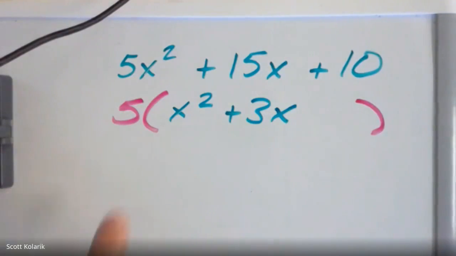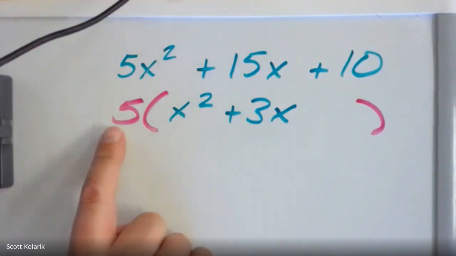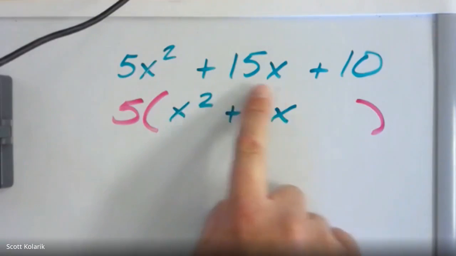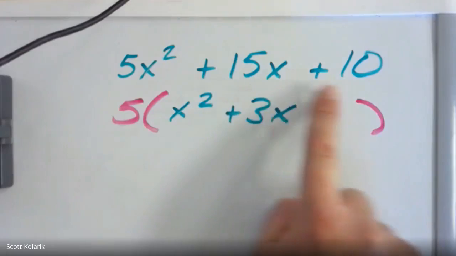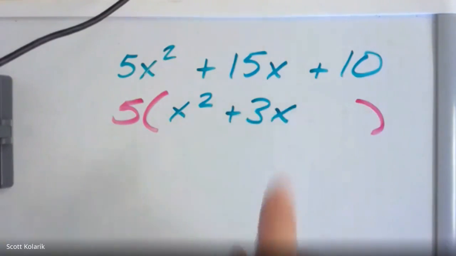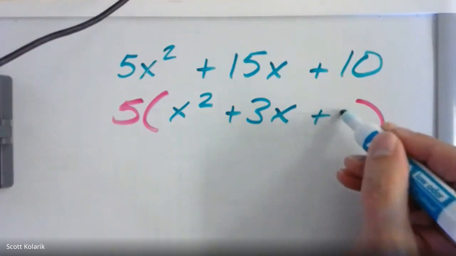Now my next monomial, positive 15x: if I divide 5 out, I get positive 3x. Again, checking to make sure I did the math right, I could multiply this 5 into this 3x and get right back where I started. And lastly, my last monomial, positive 10: if I divide a 5 out of 10, I get positive 2.